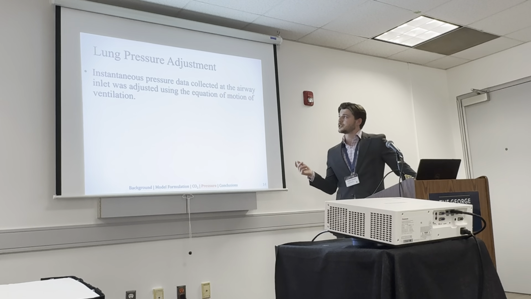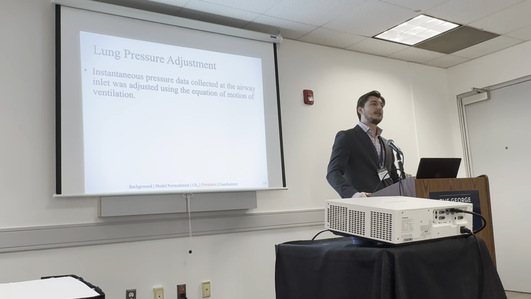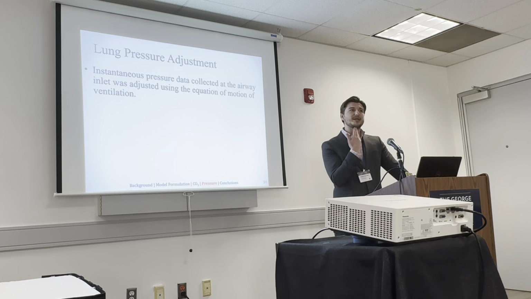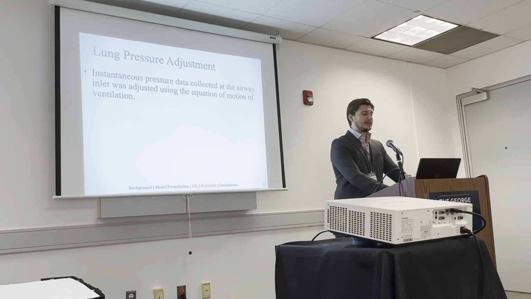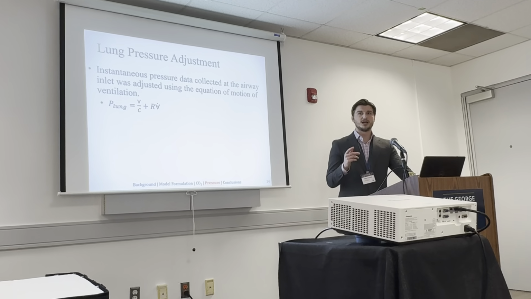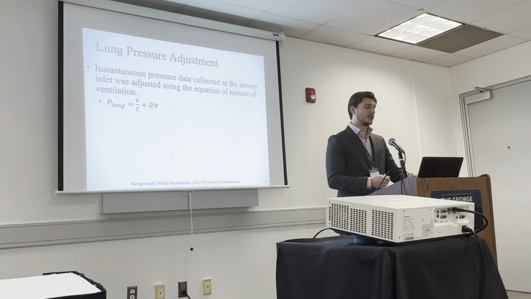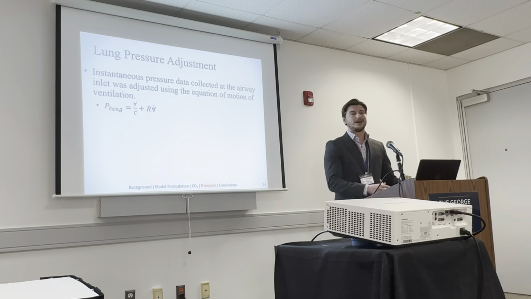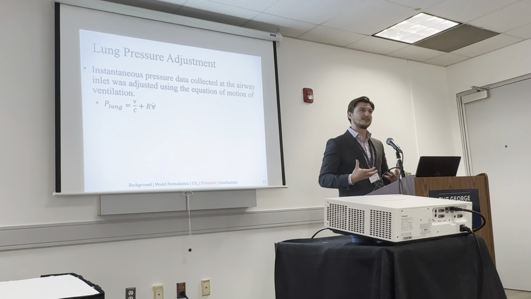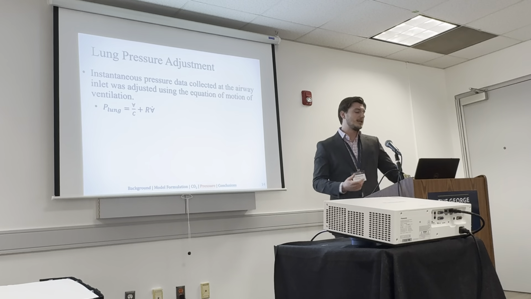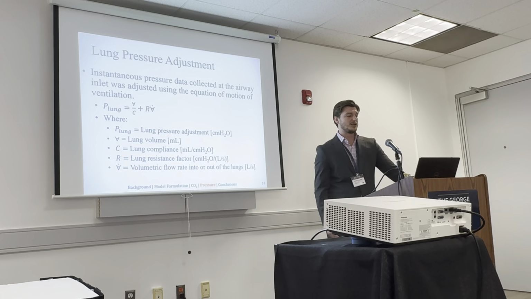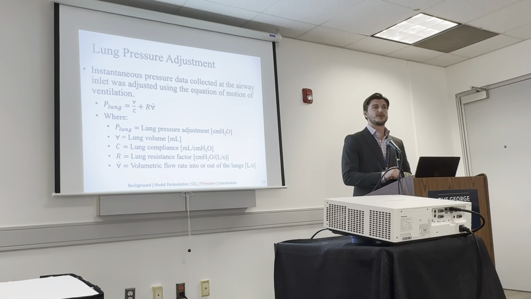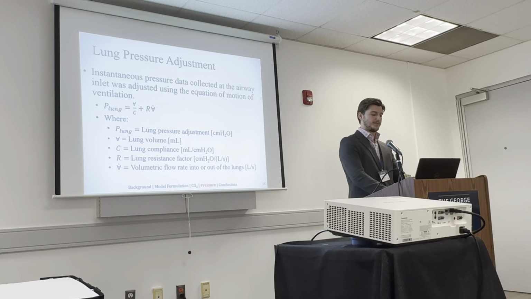So instantaneous pressure data was collected at the airway inlet. It was area averaged over this plane in the base of the trachea. And this was actually adjusted using the equation of motion of ventilation that's shown on the screen here. The lung pressure was treated as a kind of feedback from the lung, essentially. So this is dependent on the lung volume, lung compliance, lung resistance factor, and then the volumetric flow rate into and out of the lungs.